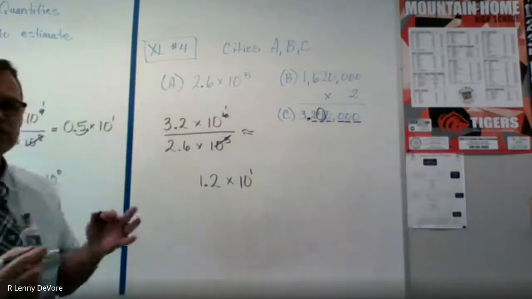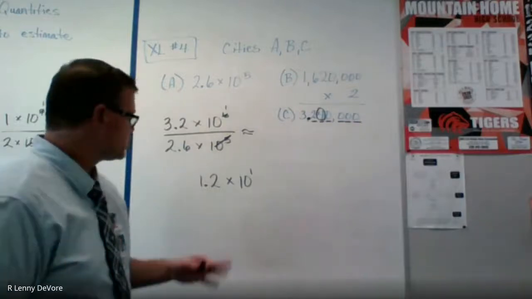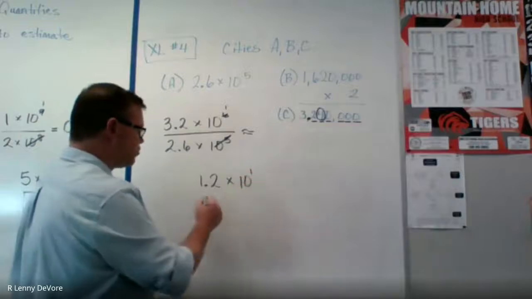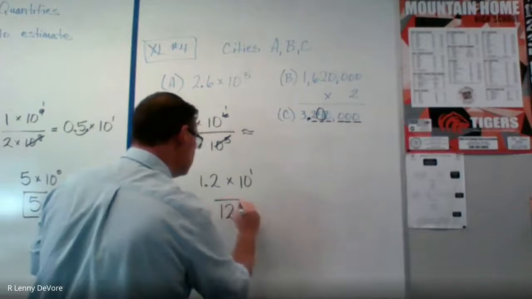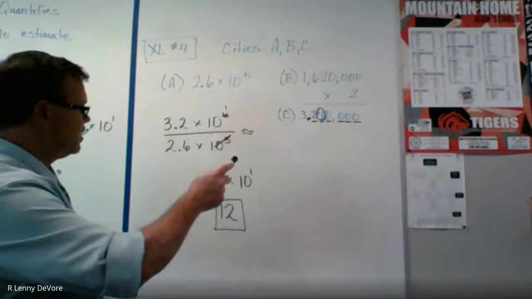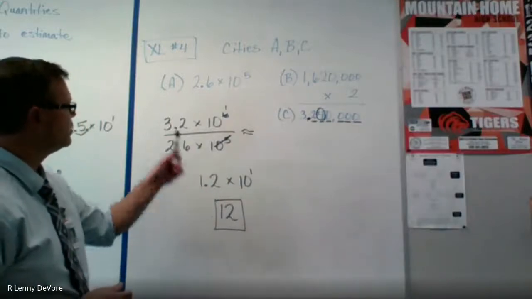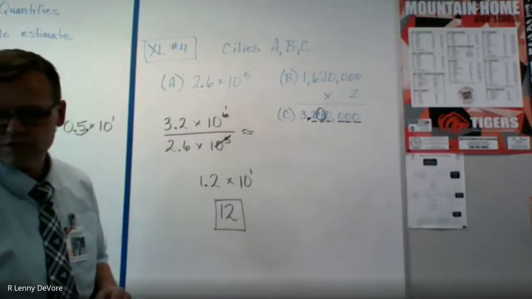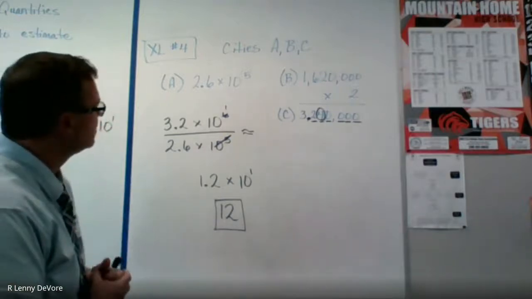Now, to do this comparison, we need to actually put this in standard form. So we have to multiply this by 10, right? Because it's 10 to the 1st power, that's multiplying by 10. That means it's 12. Okay? That means that city C is approximately 12 times larger than city A. Okay? 12 times larger. So that's it, guys. Okay?